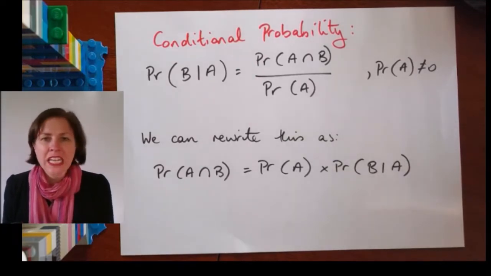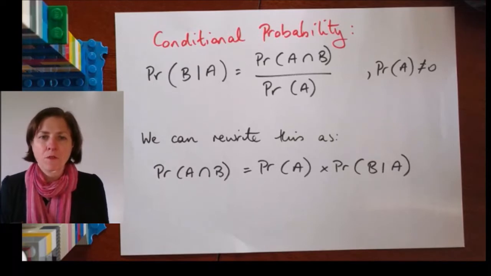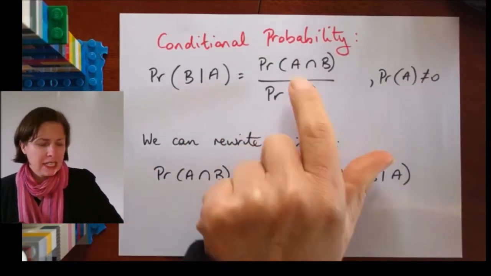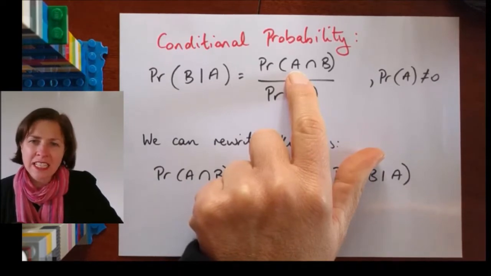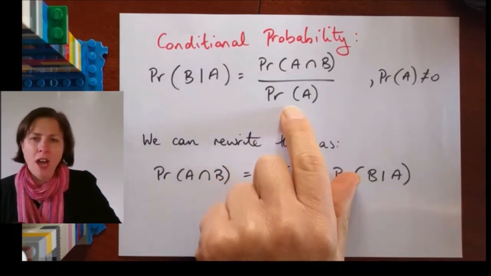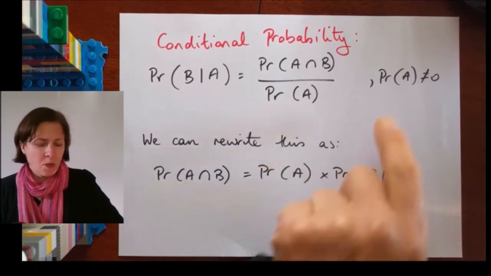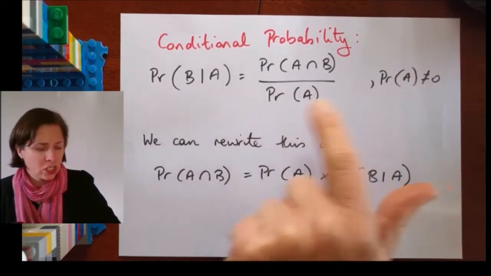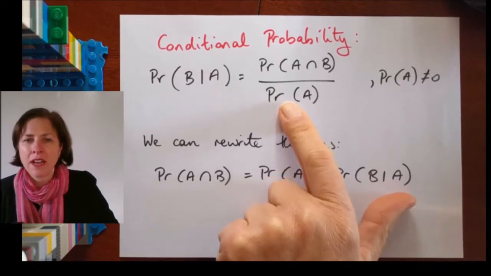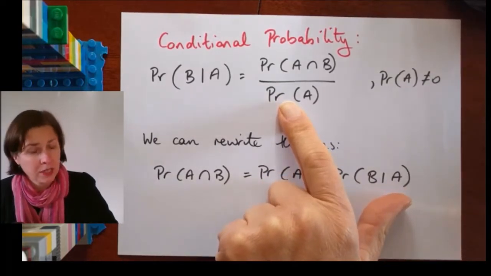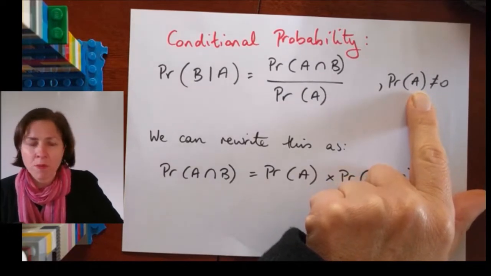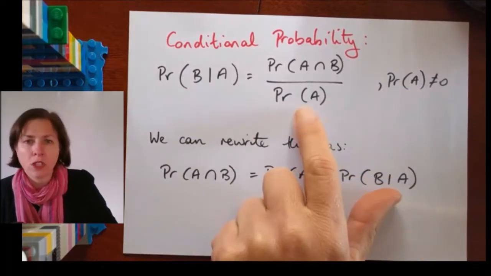We have the conditional probability formula: the probability of B given A is the probability of the intersection of A and B divided by the probability of A. And we have to notice here the probability of A is not equal to 0, and that's just because it's a denominator. We can't have a denominator of 0 ever. So that's there as a formality.